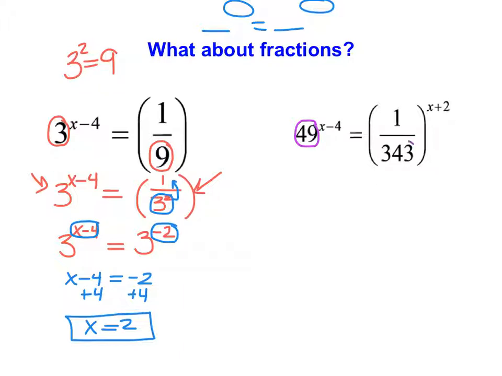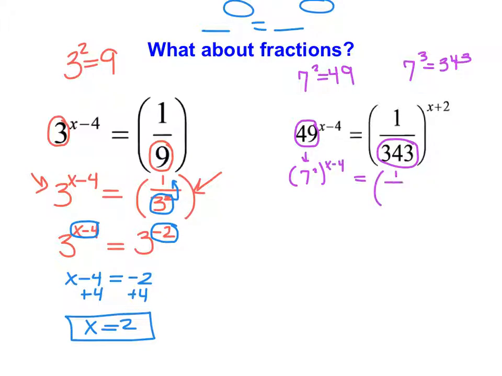Now if I look at the next example over here, I notice that I have a base of 49 and a base of 343. And while I can't write them both in terms of 49, I can write them both in terms of 7, because 7 squared is 49, and 7 to the third power is 343. So here I write the 49 as 7 squared, then to the power of x minus 4. And this one becomes 1 over 7 cubed to the power of x plus 2.